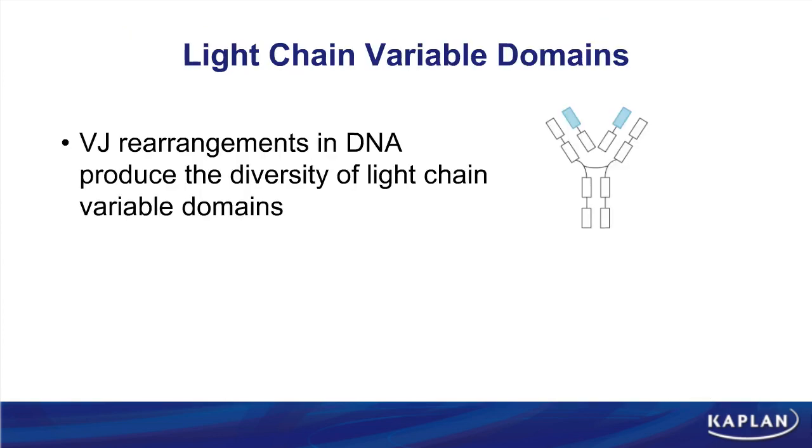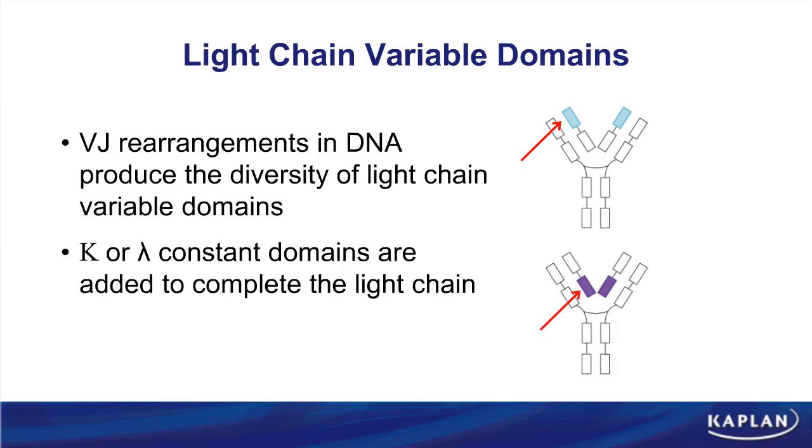Light chain gene rearrangement is responsible for just the variable region of the light chain, as you can see here, colored in light blue. The constant region of the light chain that you can see here, colored in purple, is comprised of either kappa or lambda constant regions, which in humans the ratio is approximately 2:1 kappa over lambda.